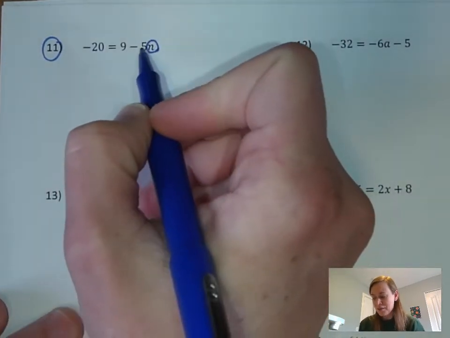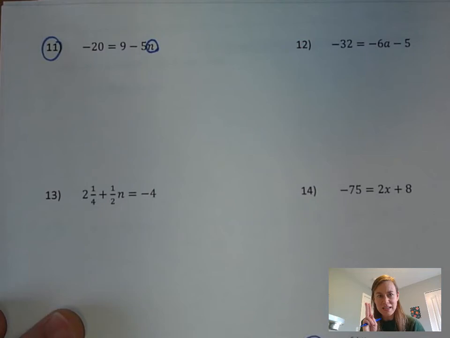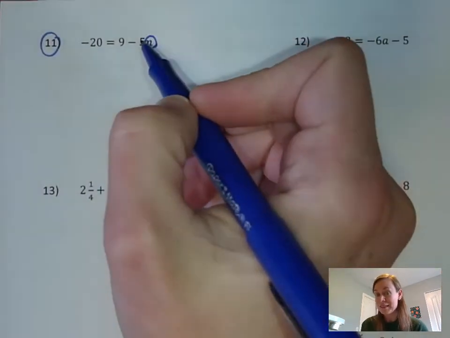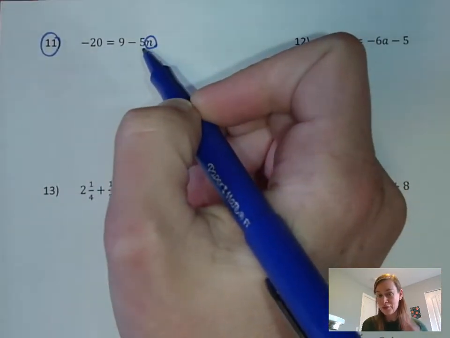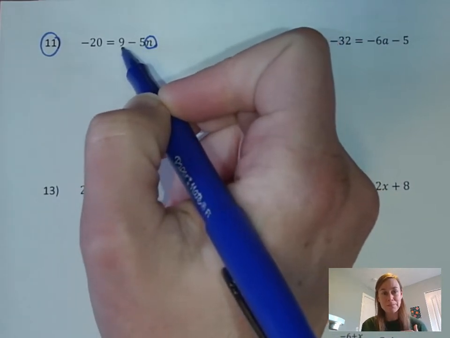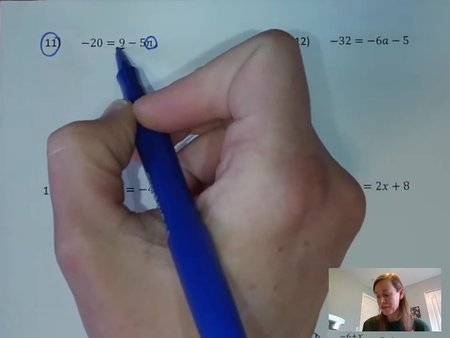So you see how the 5 is right here next to the n? They're like tied together. They're being multiplied to each other. So they're right next together. That's the number you want to get rid of last. So first, we're going to get rid of this number that's farther away, separated by the minus sign, right? So we're going to get rid of this 9 first.